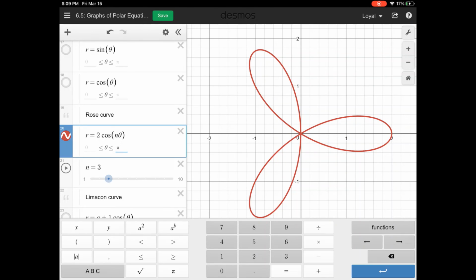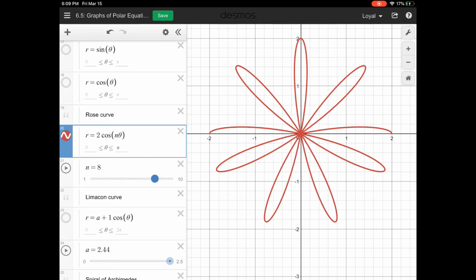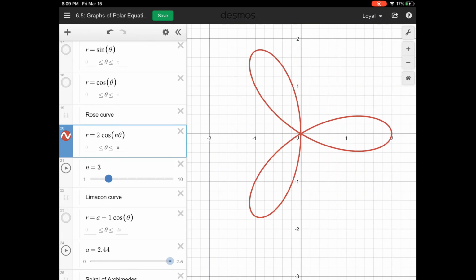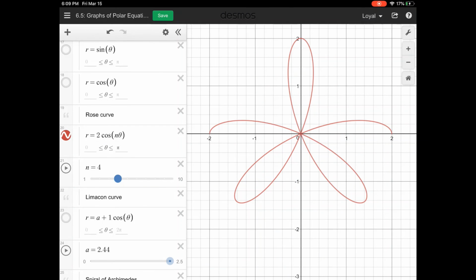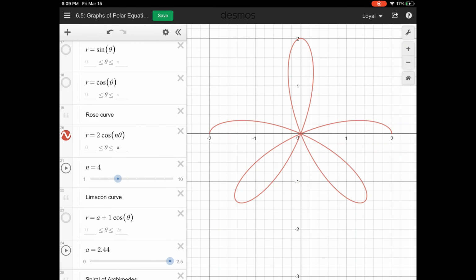The size of the curve really shows you how much theta you need in order to graph it, and with these odd or even curves, it's probably always going to be pi, or in this case 2 pi, with pi being odd and 2 pi being even. So there you go. Hope this helped.